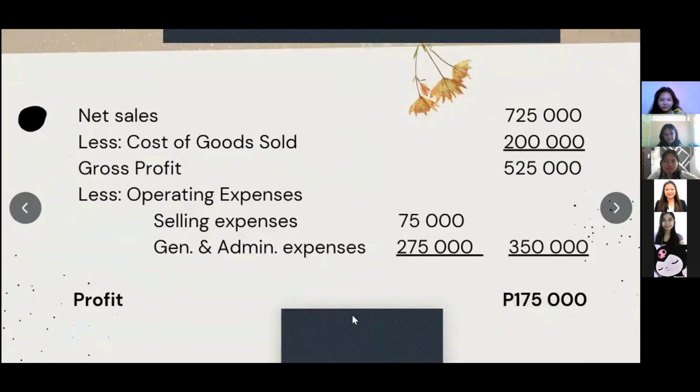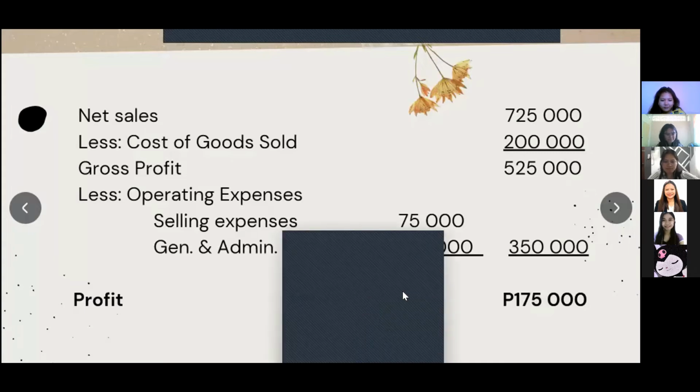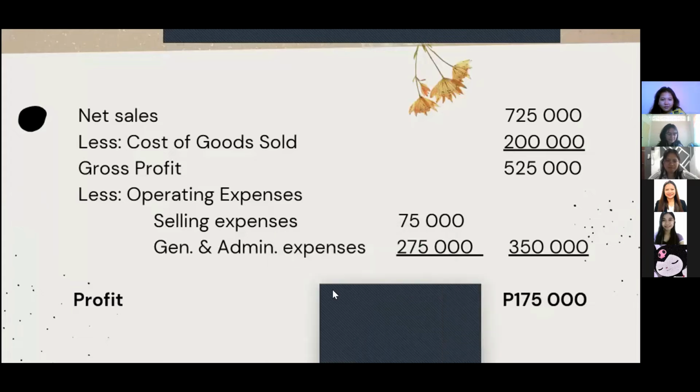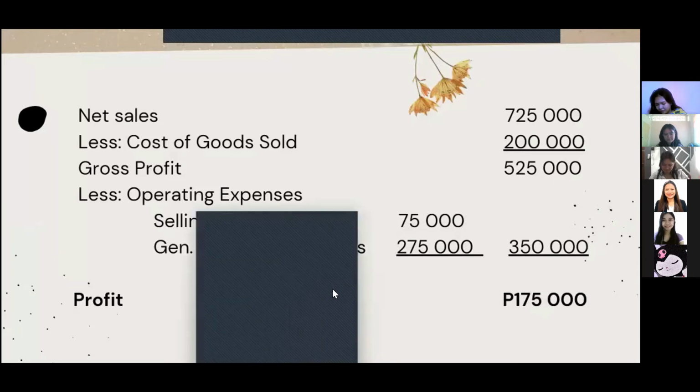Tama ba yung na-compute mo, Charlene? Dun sa next answer. 175,000. Okay, so sa next question na tayo.